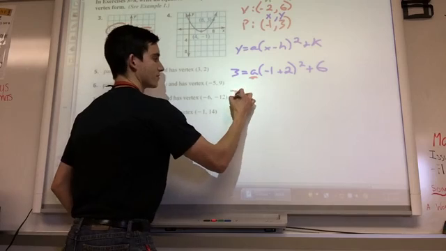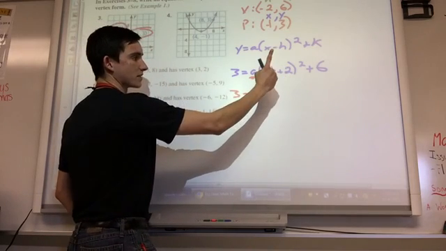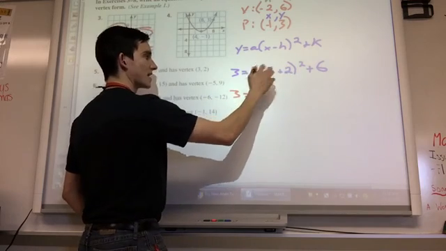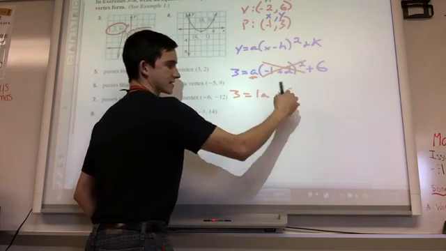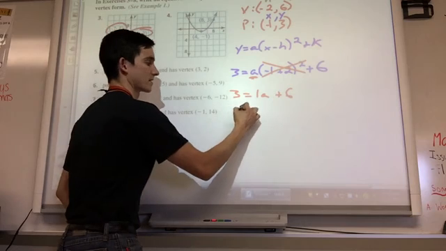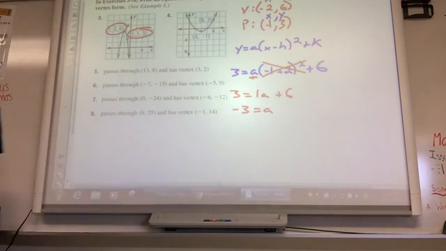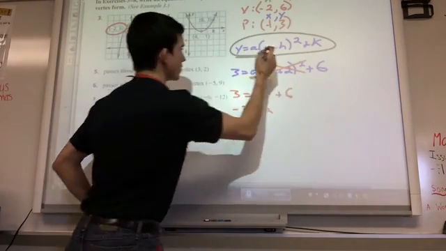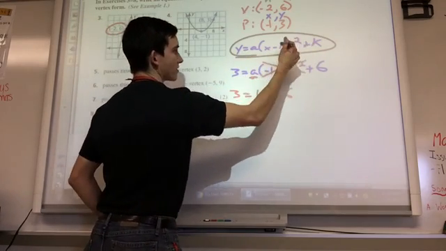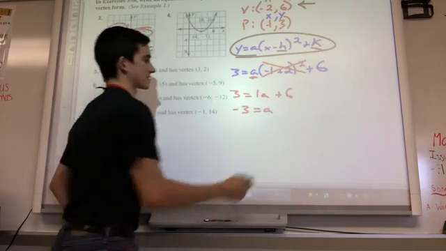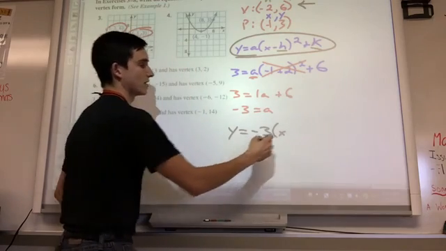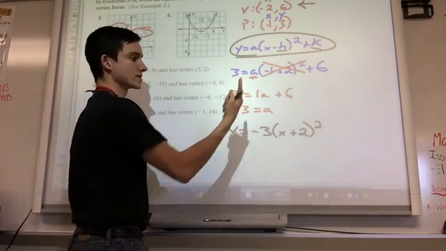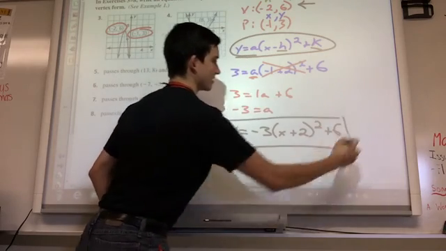Solve for a. So I have 3 equals -1 plus 2 is 1, squared is still 1. So I have 1 times a. I'm going to write it like this: 3 equals 1a plus 6. I'm going to subtract 6 because my whole objective is to solve for a. So -3 equals a. Once I have a, I want to rewrite this equation with my a value, my h value, and my k value. Remember, h and k are from this vertex. So here's my entire equation: y equals -3 times (x plus 2) squared plus 6. H was left 2, and k was up 6. And that's the entire answer.